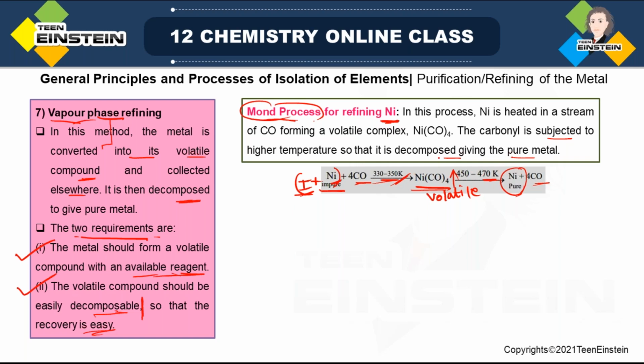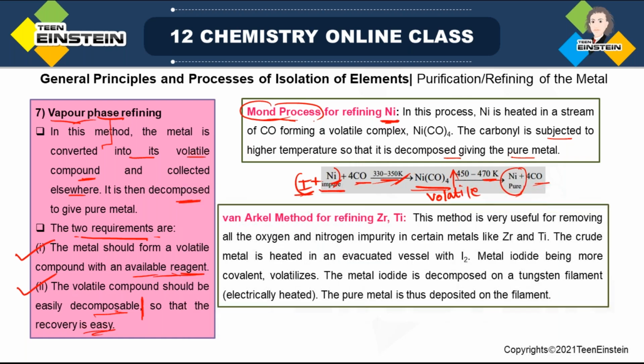So the Mond process under vapor phase refining is for nickel. And there is another method which is known as the Van Arkel method. This is for zirconium and titanium. Both are transition metals. Nickel is also a transition metal. This method is very useful for removing all the oxygen and nitrogen impurity in zirconium and titanium.